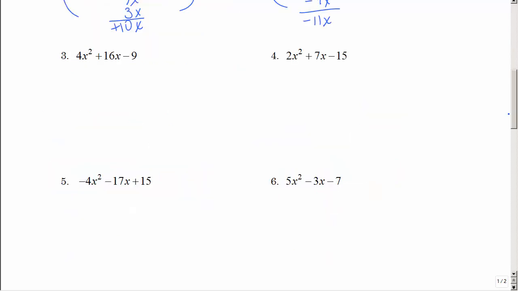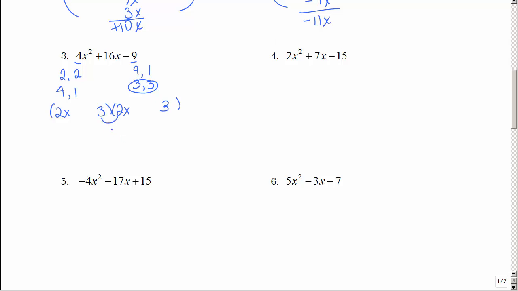Now, we don't have a prime number, because we have 2 and 2 or 4 and 1. 9, well, we either have 9 and 1 or 3 and 3. It's not a perfect square trinomial because that 9 is not positive. So we start trying some stuff. So I'm going to start out with 2x and 2x. So let's try the smaller numbers, 3 and 3.